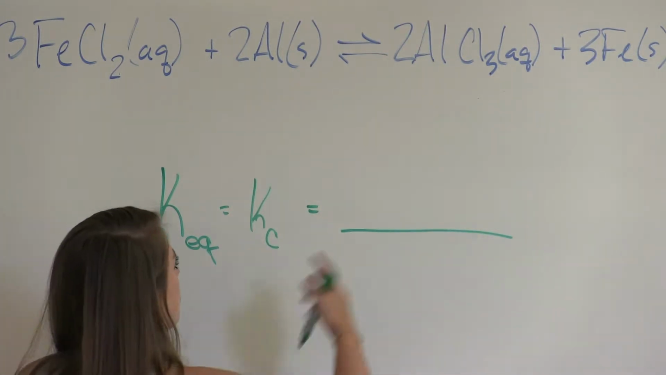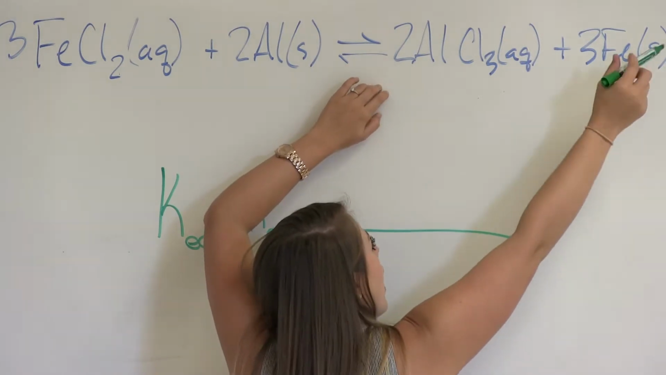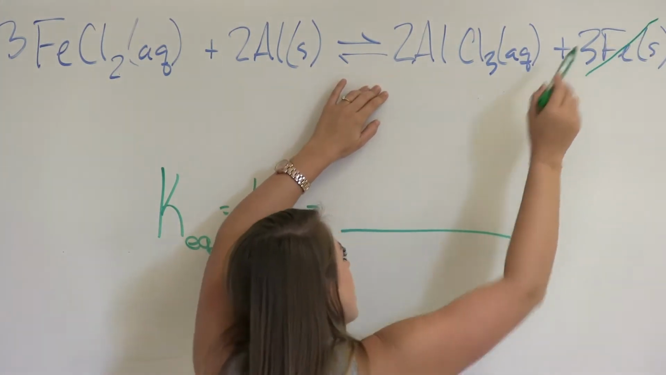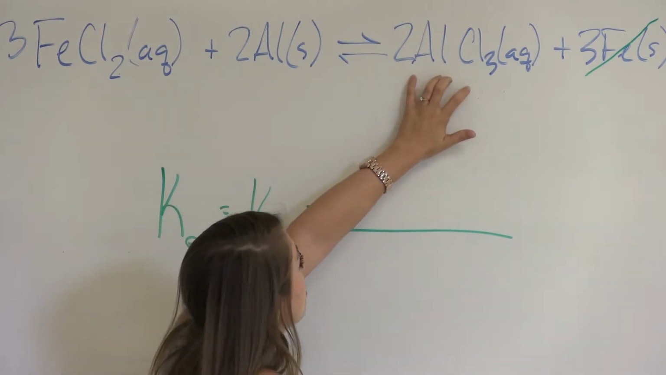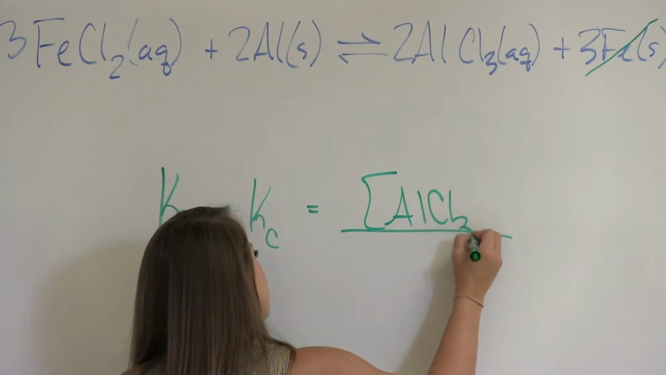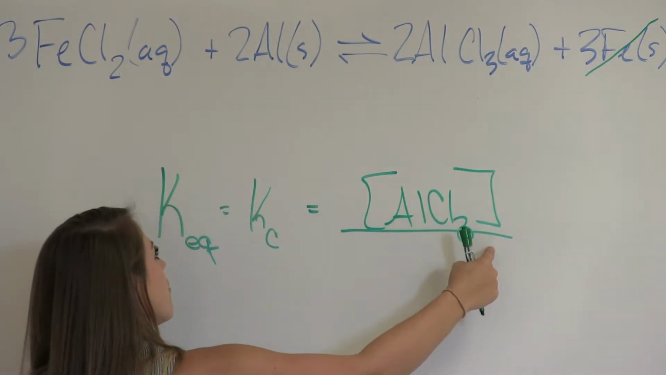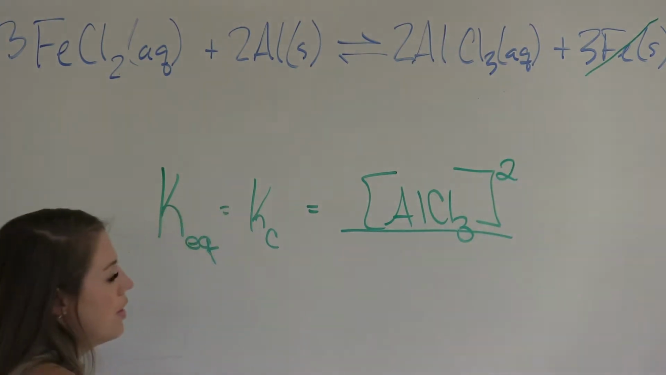So what that means is if we were to do products over reactants, let's look at our products first. Okay, well, iron here is a solid, so it's not going to matter. So we're not going to calculate this into our equilibrium constant. Here we've got aluminum chloride. So we're going to have the concentration of aluminum chloride, and we have to raise it to the power of how many we have. We have 2, so this is going to be a square.